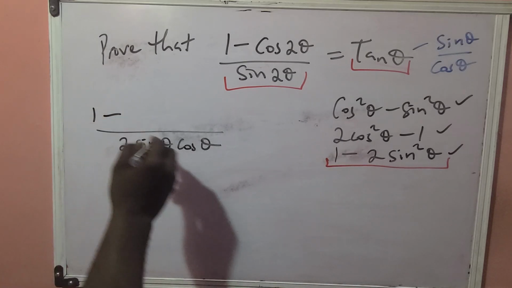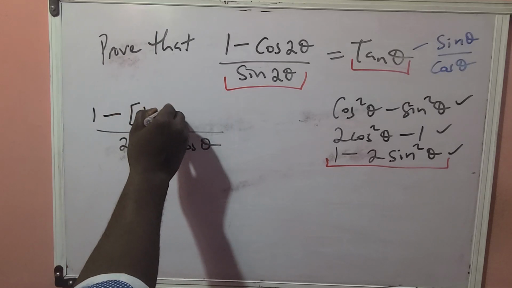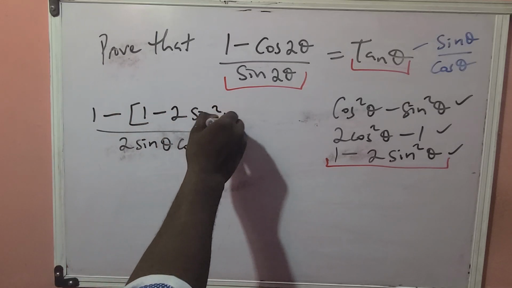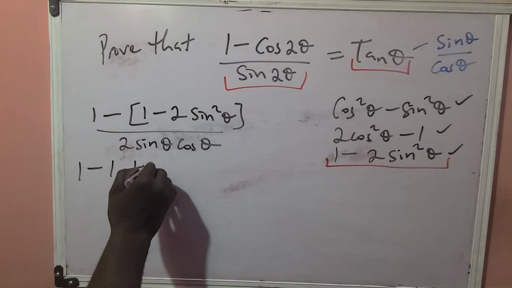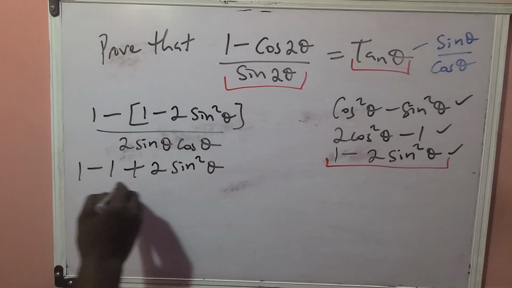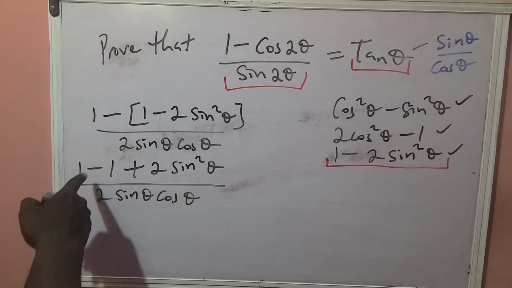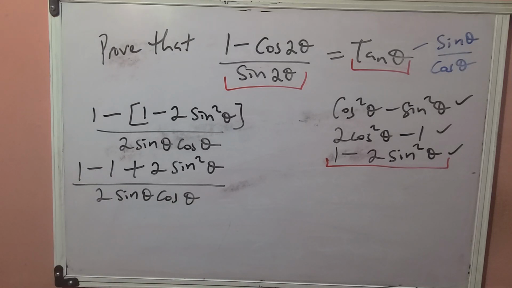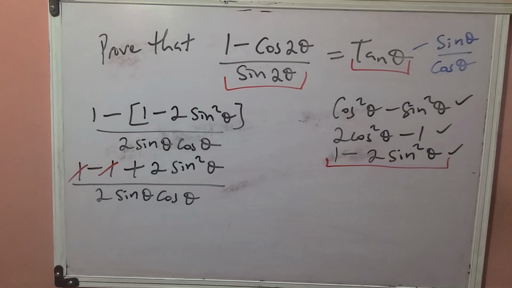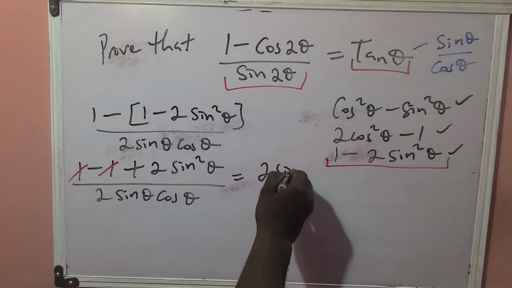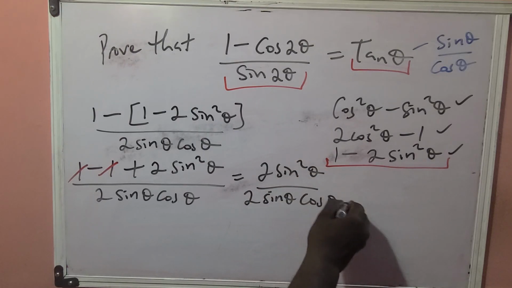So I'm going to decide, because of that reason, to use this format. I'll be writing my cos 2 theta as 1 minus 2 sine square theta. So opening this, I have 1 minus 1 plus 2 sine square theta, everything over 2 sine theta cos theta. 1 minus 1 obviously is what? 0. 1 cancels 1, so I'm left with 2 sine square theta over 2 sine theta cos theta.